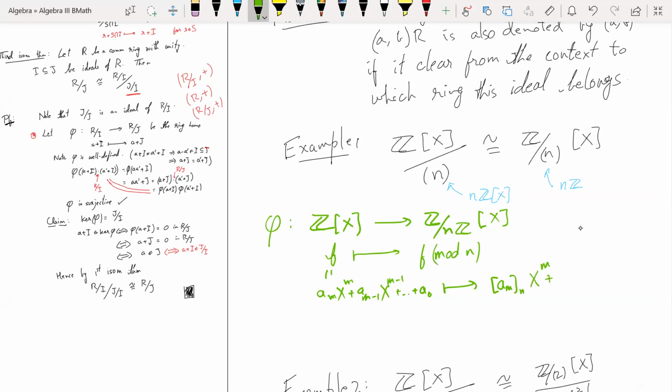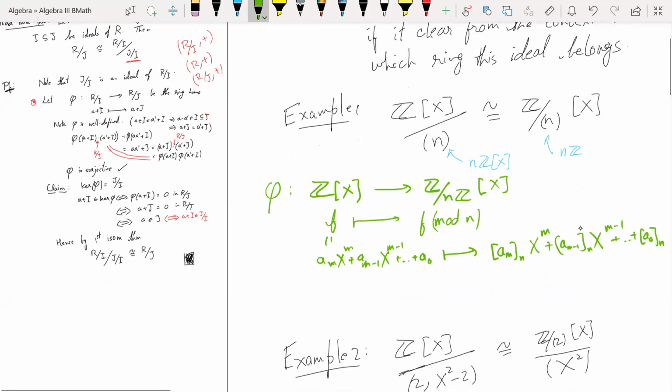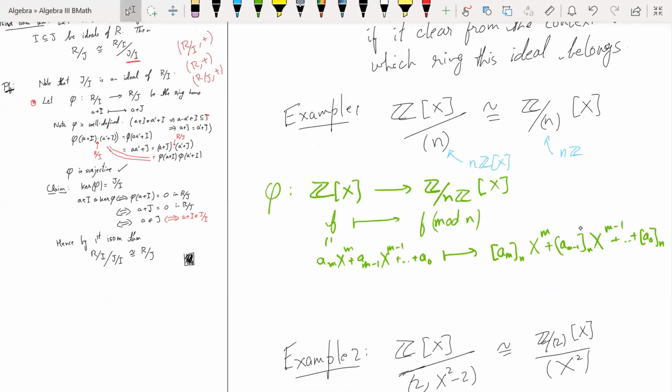So, plus the class of a_{m-1} in Z mod nZ times x to the power m minus 1, and so on, plus the class of a_0 in Z mod nZ. So this is the ring homomorphism. And of course, this is surjective, because given any polynomial, you can lift it. So this is a well-defined map and it is surjective. Then one has to check that this is a ring homomorphism. This is the same amount of check as showing Z going to Z mod nZ is a ring homomorphism.